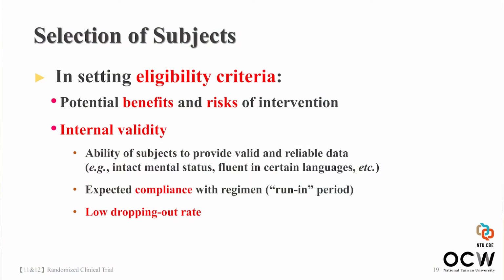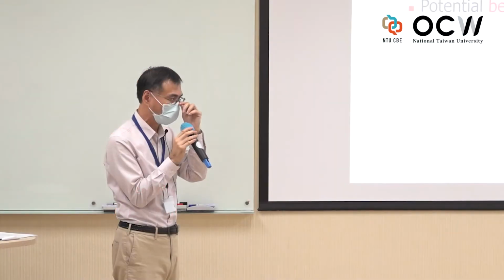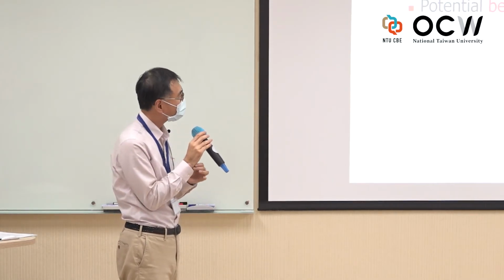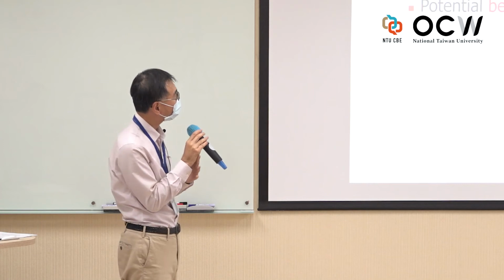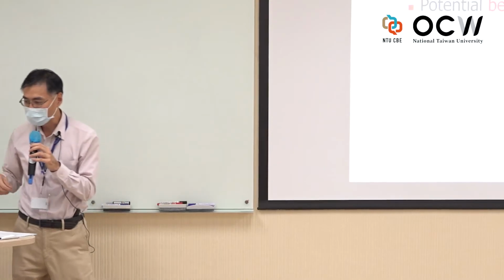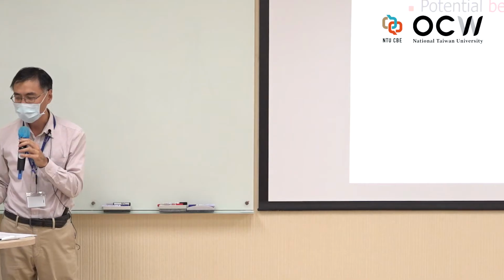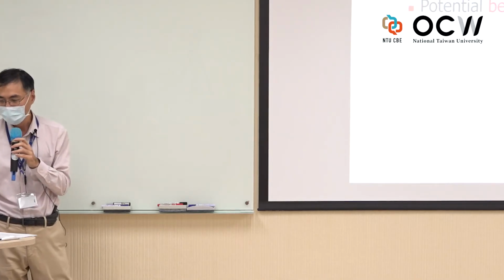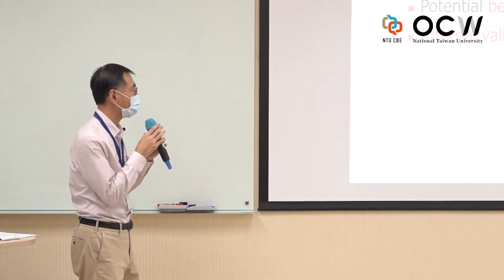When we are trying to set the eligibility criteria, there are some rules to be followed. The first one is we have to tell them that there are potential benefits and risks, something good and also something bad for the intervention. It's not possible that something is always good, right? So you have to raise the potential risks to the people who are taking part in your research, right? So when you are setting the eligibility criteria, you have to make sure that you have a clear idea about the potential risks. Then you could tell them and they can make the decision themselves.